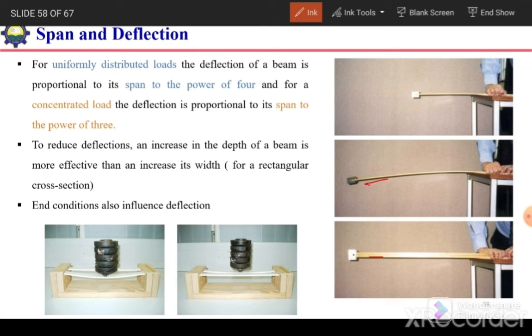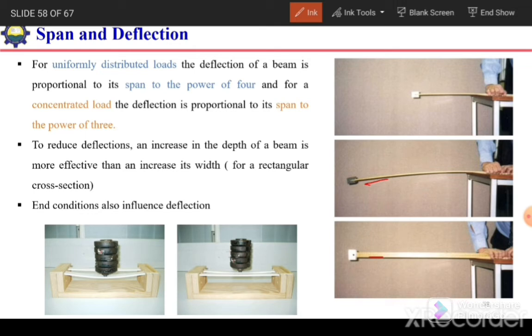This is the same concept we discussed earlier in the case of second moment of area. When the width is larger and the depth is small, the second moment of area will be less and the stiffness will be less, and as a result the deflection will be more. But when the depth is larger, the second moment of area will be larger and the stiffness of the beam will also be large, and as a result the deflection will be less.